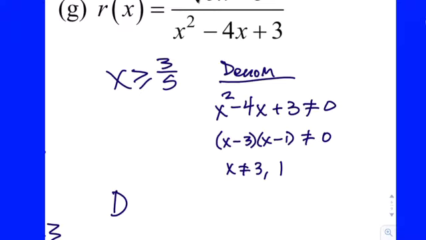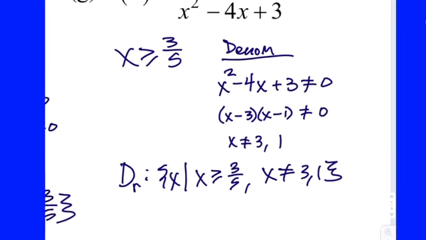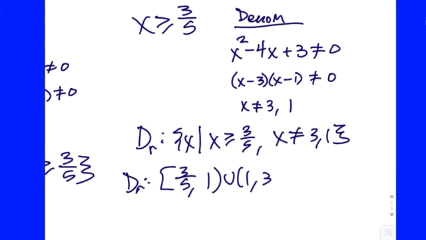So in this case, the function's name is r, so d sub r. Now it's the set of all x such that x is greater than or equal to 3/5, comma, x cannot equal 3, 1. That would be fine. You're excluding both of those. In interval notation, this one gets a little bit elaborate. Bracket 3/5, comma, we've got to cruise to 1, step over 1, cruise to 3, step over 3, and then it's smooth sailing forevermore.